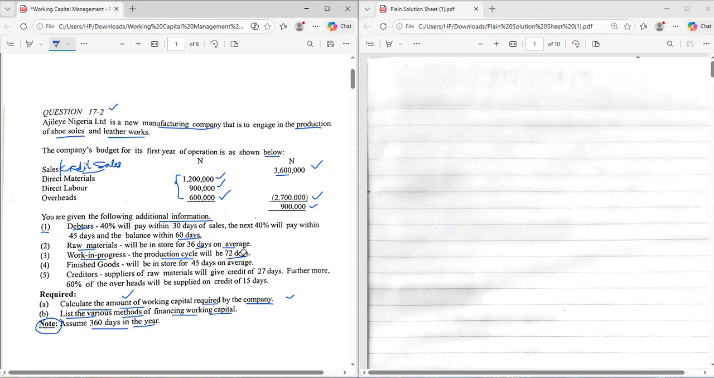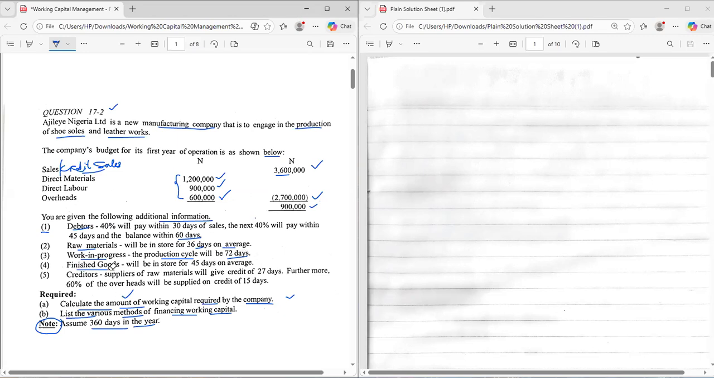You know, the stages of production is that you're going to start with your raw material, then you move into work in progress, which you call WIP or production cycle, and then you now move into finished goods. So when we say work in progress is 72 days, what it means is that you'll be working on that product for 72 days on average before the product becomes a finished product. That is what it means. Am I making sense now?